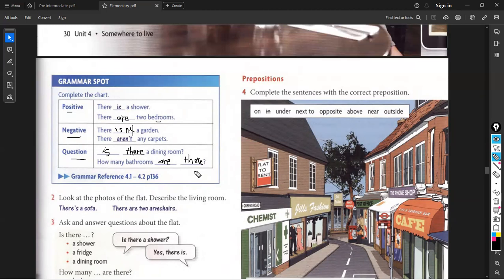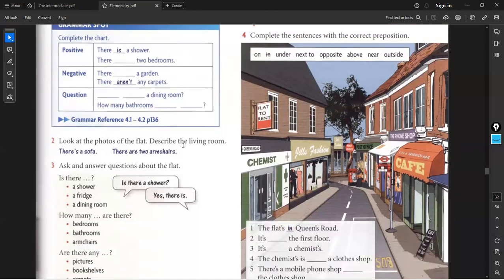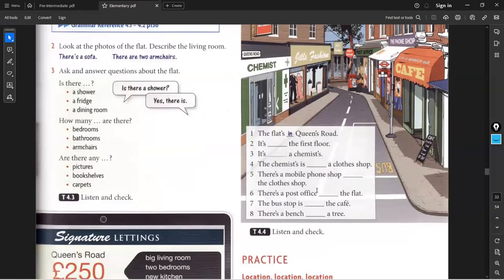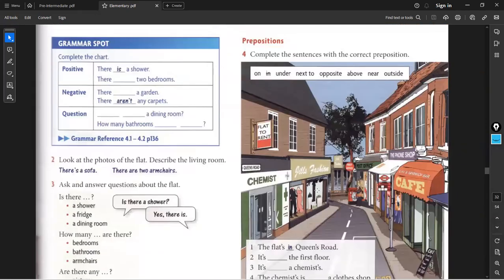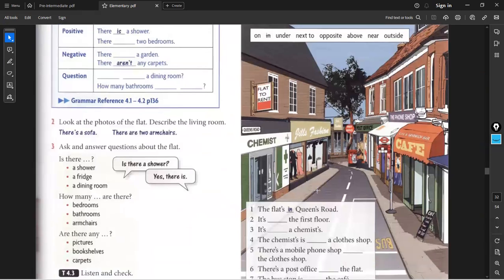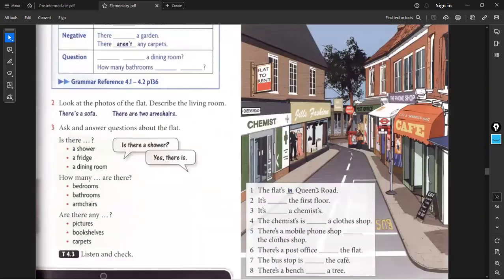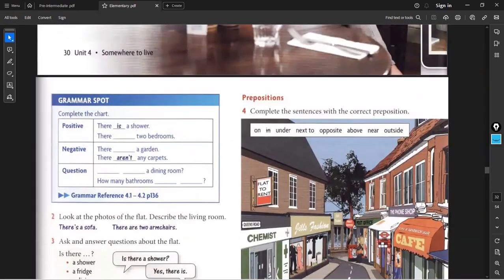So this is it, guys. Thank you so much, Jamila. It is again about there is and there are. We already did an exercise, guys, about there is with there are, so I don't want to lose my time explaining this again. So let's go up to exercise number four. Exercise number four is talking about prepositions. Prepositions, guys, means حروف الجر.